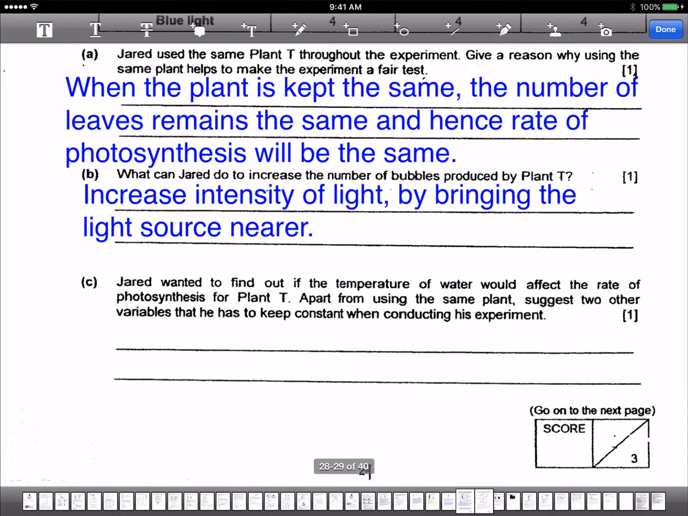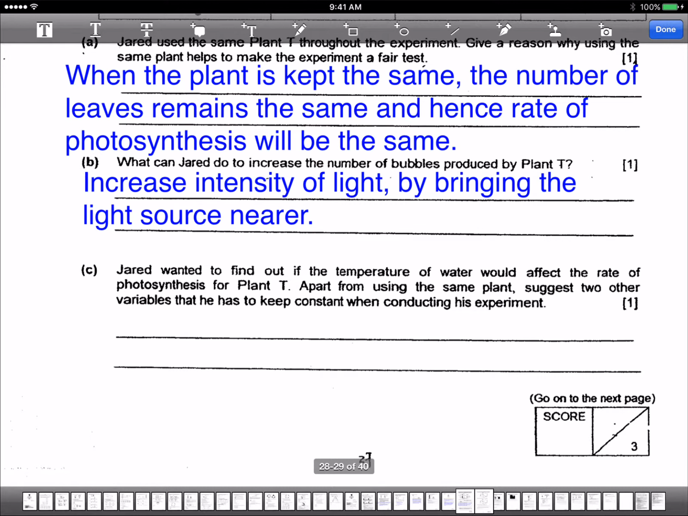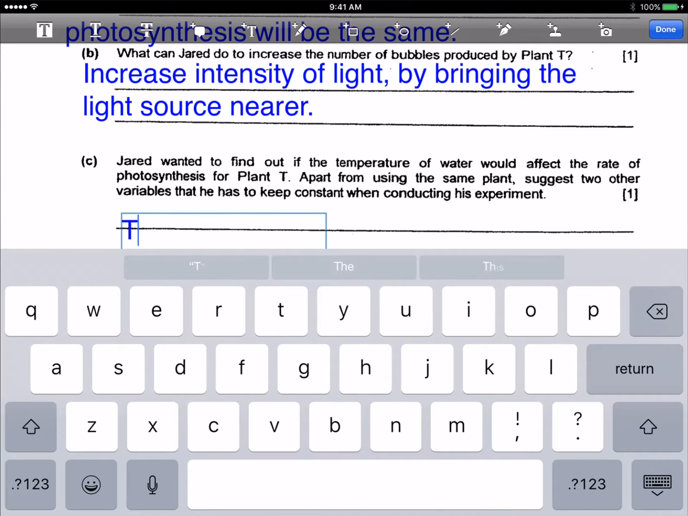Next one. Jared wants to find out if the temperature of water will affect the rate of photosynthesis for plant T. Apart from using the same plant, suggest two other variables that must be constant. The layer of oil and the intensity of light. Very good. Just name how many do you need? Two. Okay, so the layer of oil. Yes, very good. There are many answers again, right?